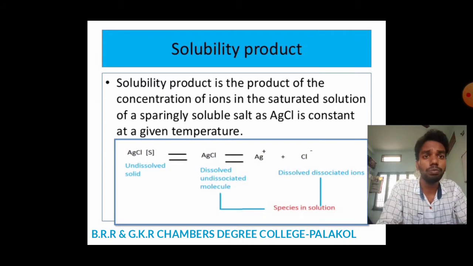Argentometric titrations. Solubility product is the product of concentrations of ions in the saturated solution of a sparingly soluble salt such as AgCl, constant at a given temperature. Now here, how would the precipitate be formed? So what is the principle involved in precipitation? We take AgCl as an undissociated solid, and then the dissolved undissociated molecule can dissociate into Ag+ and Cl-, right? Now we take the product of Ag+ and Cl-.